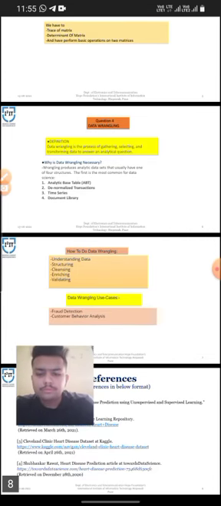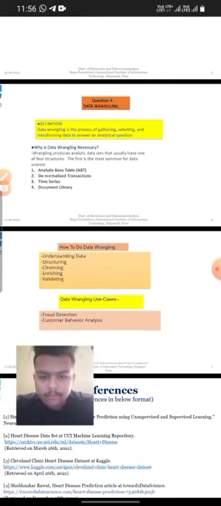So now we will see how to do data wrangling. There are 5 steps to do data wrangling. First is understanding data. Second is structuring. Third is cleansing. Fourth is enhancing, and fifth is validating. So now we discuss it one by one.